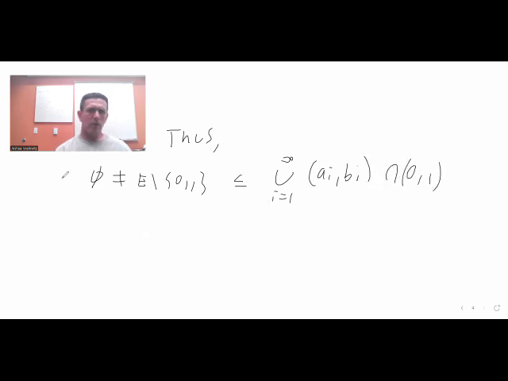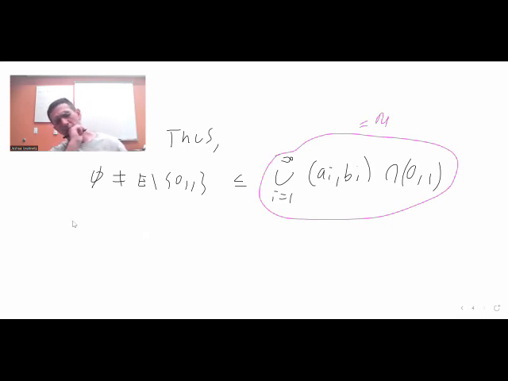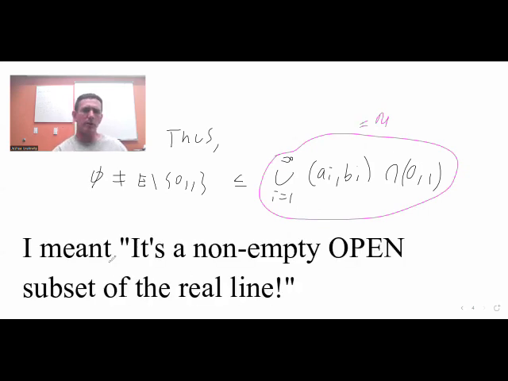So let's call this U, this union. So U is not empty. If U is empty, then E take away (0,1) would be empty, so it's definitely a subset. It's the union of open sets, so it's a non-empty subset of the real line.